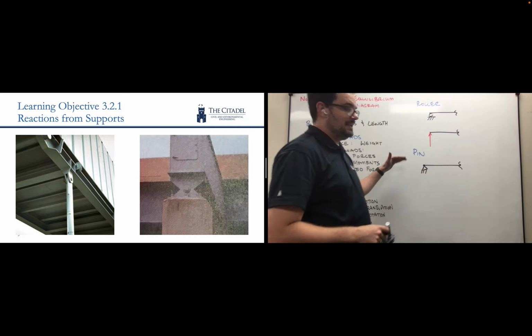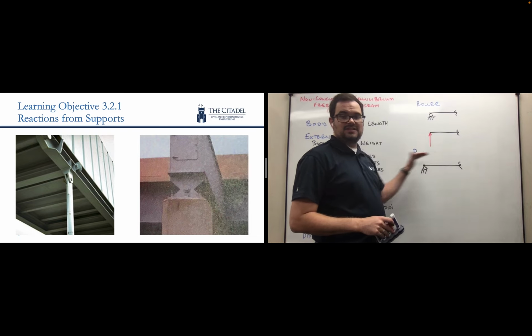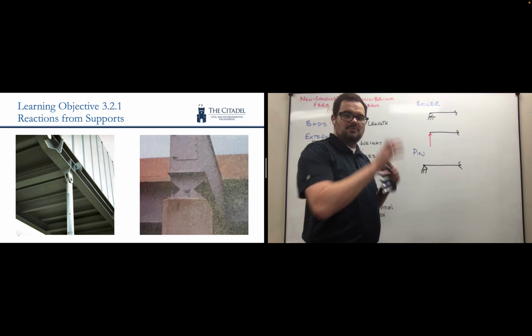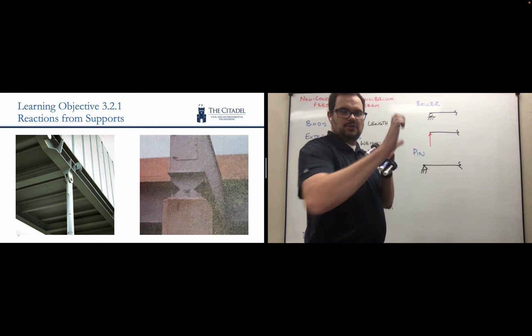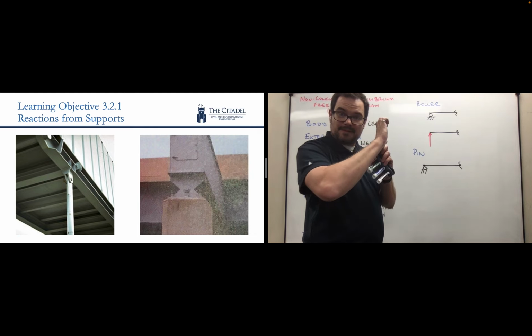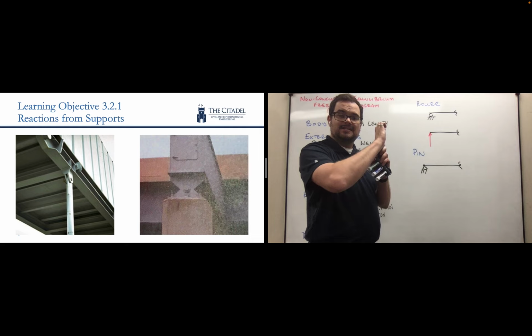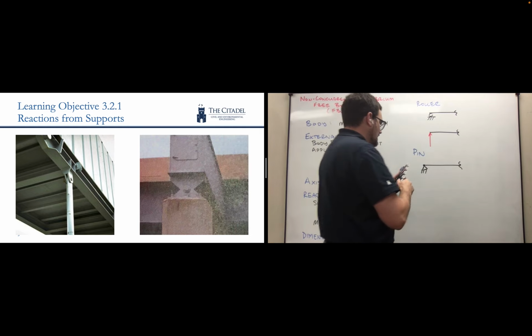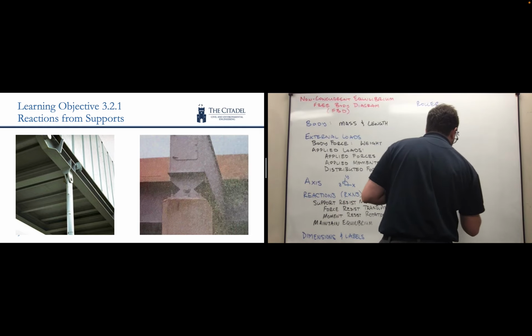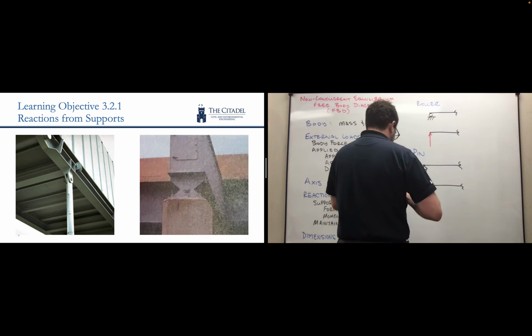So let's ask the question. If I look at this pin, does it resist translation left and right? If I tried to move that bridge on the left to the right, that pin is going to stop it, right? It's going to keep it from moving. It's going to resist translation, and therefore, I'm going to need a force in the horizontal direction.